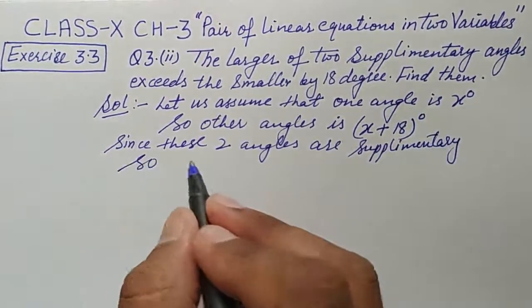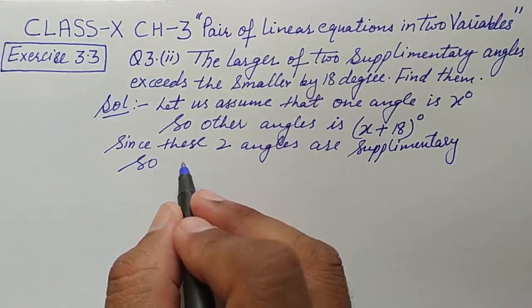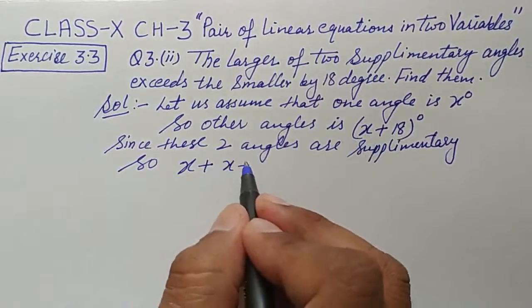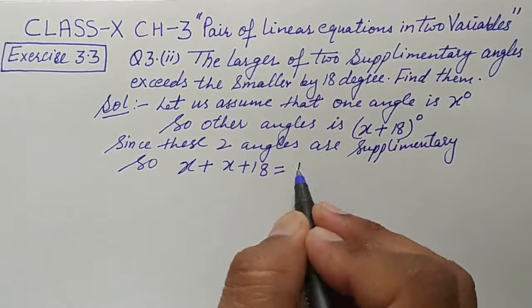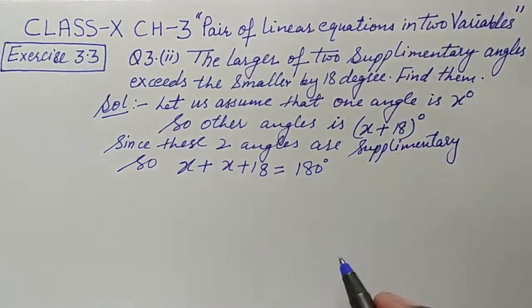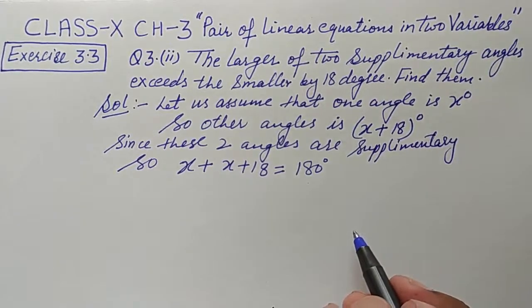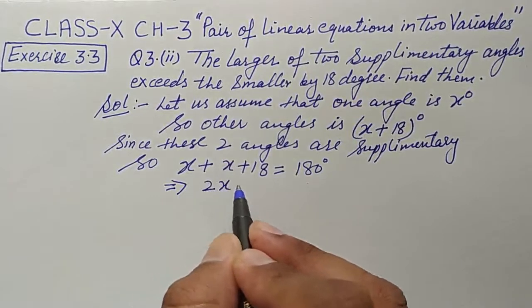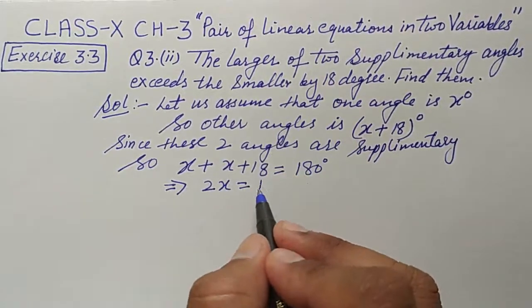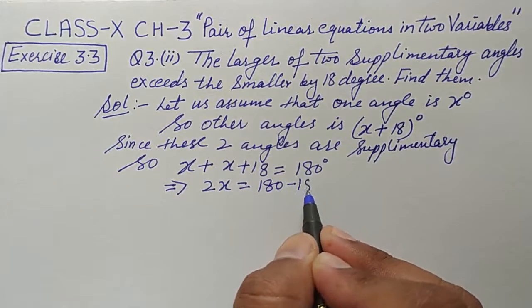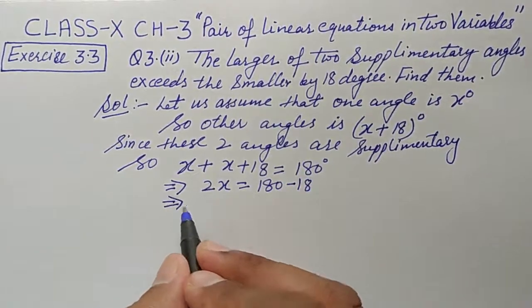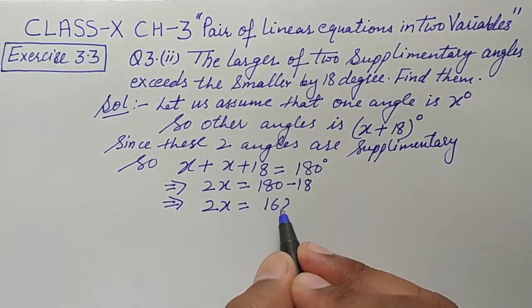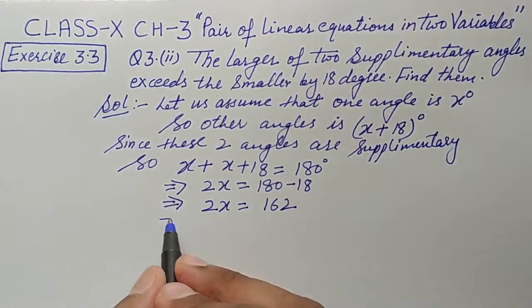so sum of these two will be 180. So x plus, second one is x plus 18 is equal to 180 degree, because sum of supplementary angles is 180 degree. So now it becomes, from here x plus x is 2x, and you can take this 18 to right hand side, it becomes 180 minus 18. So it becomes 2x is equal to 162. Now this way you can find out the value of x.